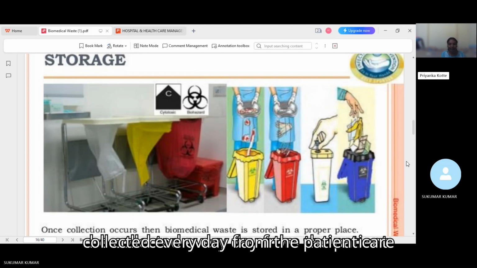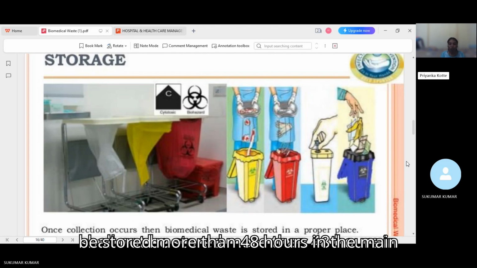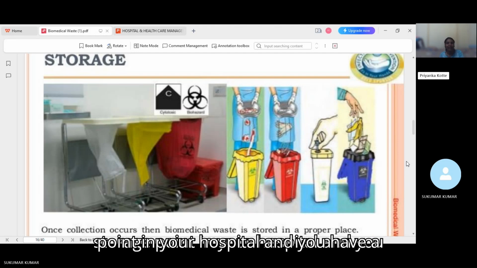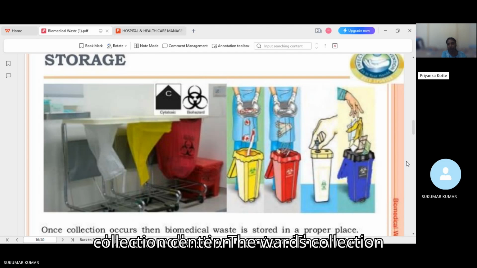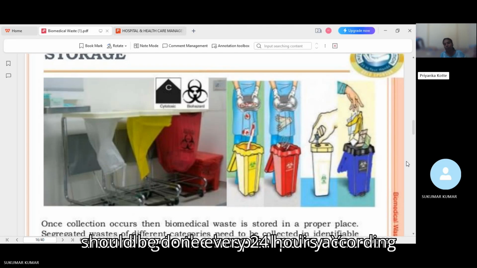So waste shall be collected every day from the patient care areas, and waste in the hospital shall not be stored more than 48 hours in the main storage point. Okay, you have a storage point in your hospital, and you have a collection center, the wards. Collection should be done every day. Okay, collection should be done every 24 hours according to the hospital policy.